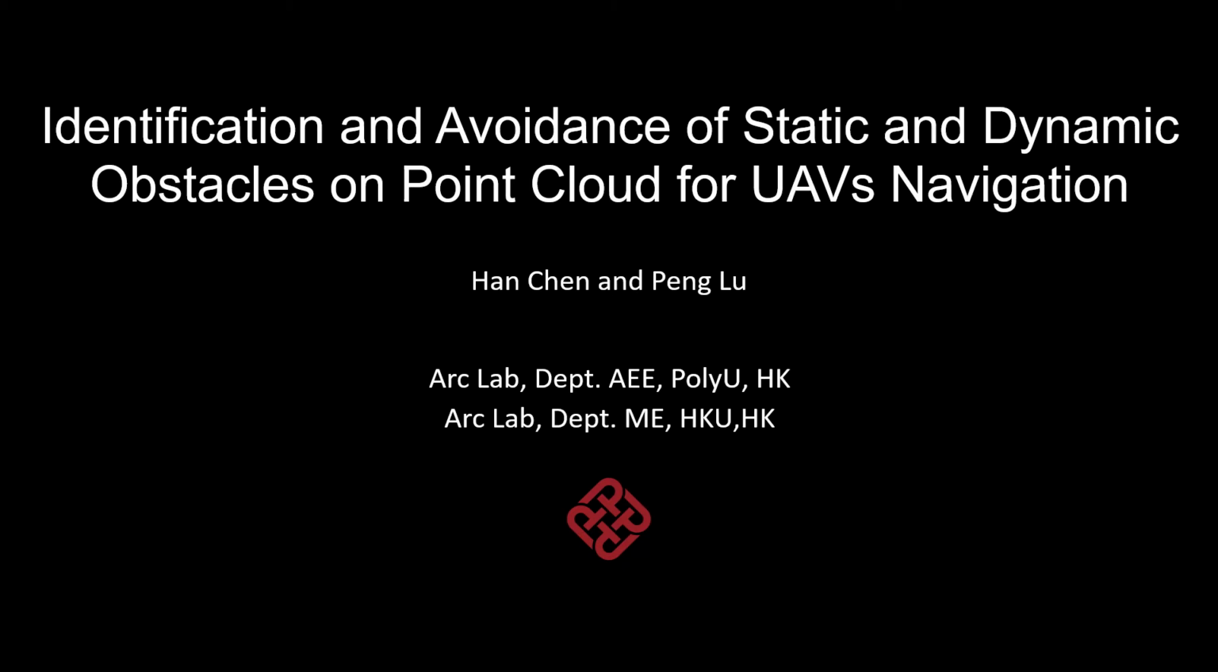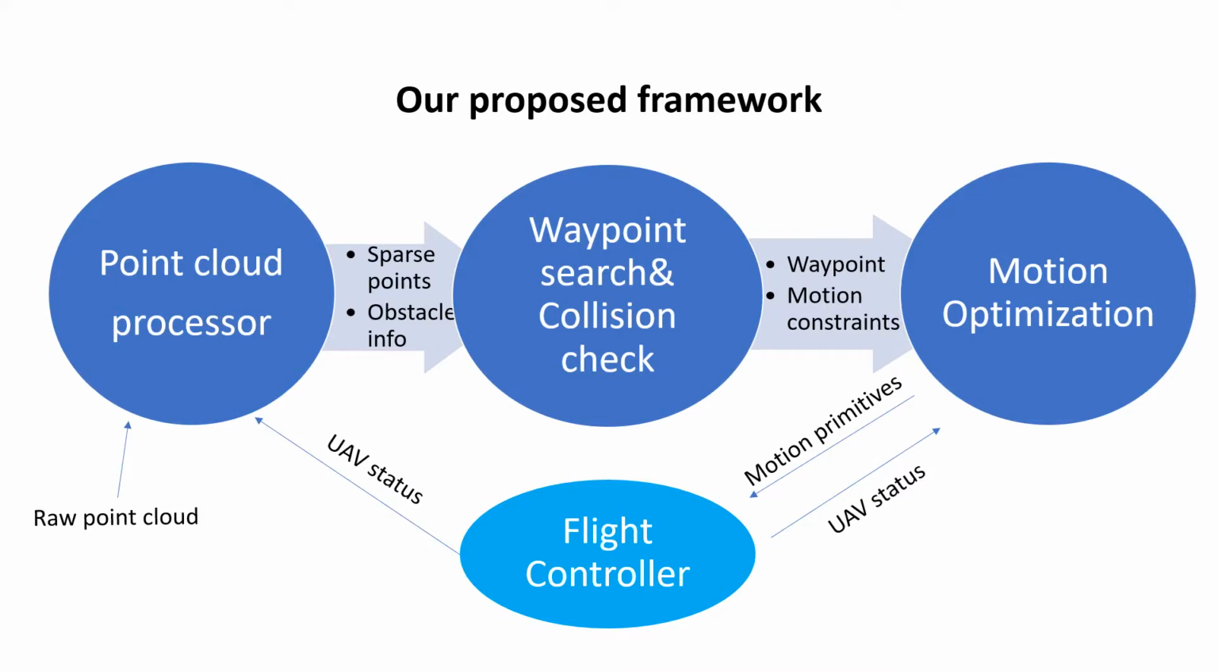Welcome to the presentation about the identification and avoidance of static and dynamic obstacles on point cloud for UAV's navigation. To begin with, let me introduce the framework of our proposed method. The three main contributions correspond to the three submodules, and the message flow is shown with the arrows.